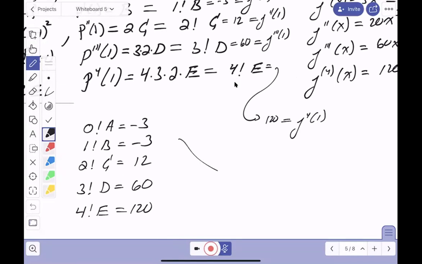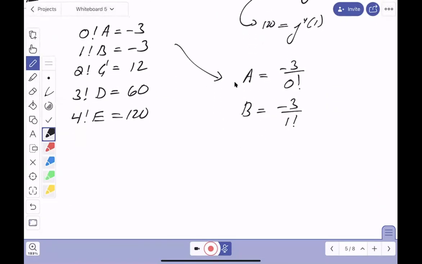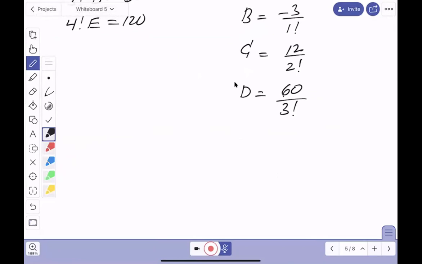So what's a going to be equal to? I'll put it over here. Minus 3 over 0 factorial. What's b equal to? Minus 3 over 1 factorial. I keep writing these down for you. What is c equal to? 12 over 2 factorial. What's d equal to? 60 over 3 factorial. I'm not going to simplify until later. What's e equal to? 120 over 4 factorial.